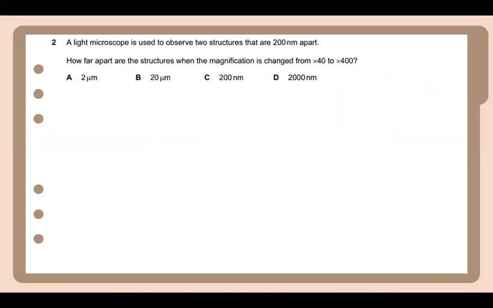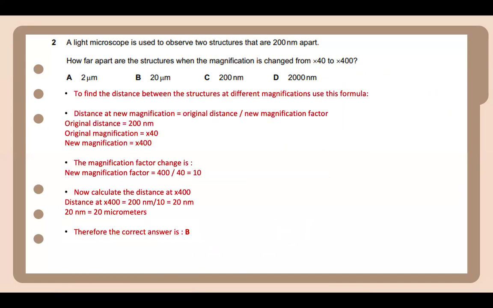A light microscope is used to observe two structures that are 200 nanometers apart. How far apart are the structures when the magnification is changed from multiply 40 to multiply 400? To find the distance between the structures at different magnifications, use this formula: distance at new magnification is equivalent to original distance divided by the new magnification factor. Given in the question, the original distance is 200 nanometers, the original magnification is multiply 40, and the new magnification is multiply 400.